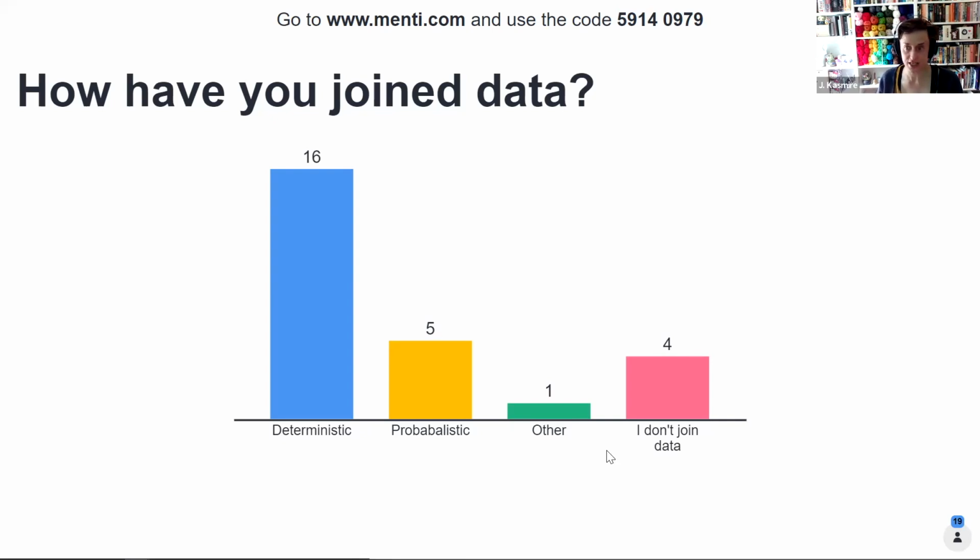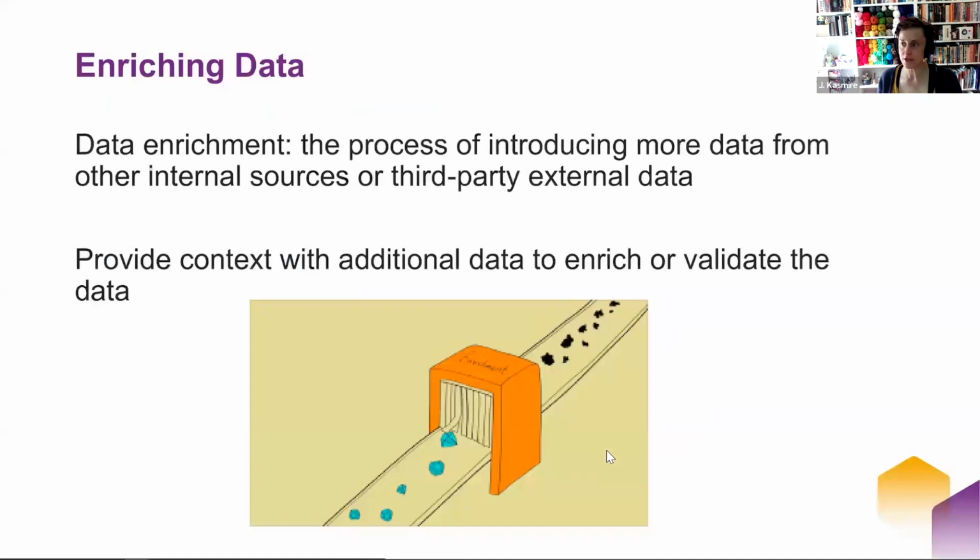Because it's good that people are coming at this workshop from different perspectives. Final point I want to share is that enriching data is the process of introducing more data from other internal sources or third-party external data. And it works much like linking data or joining data, but the point is not necessarily to add rows or fill out things, but when reasonable, to add more context with additional data. So it's to enrich or validate the data. So we can think a little bit less that it's about getting the absolute right answer, but about providing a second perspective, a richer source of data that we can look at for double checking our joins, perhaps.